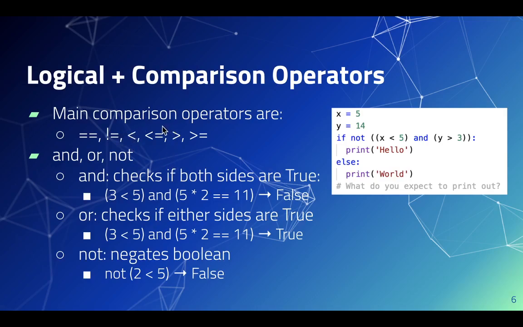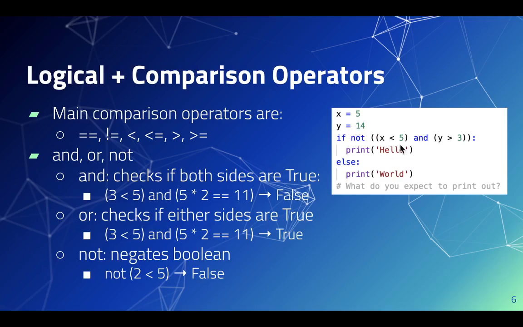Then we have the less than sign, the less than or equal to, the greater than, or the greater than or equal to, which works the same as with math. Those are the comparison operators. And then we also have logical operators, which include and, or, and not. So and basically checks if both sides of the condition are true. So for example, both sides have to be true in this condition, x is less than 5 and y is greater than 3, in order for the whole condition to be true.